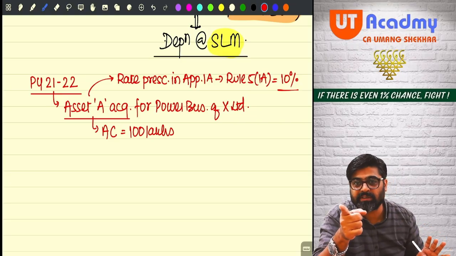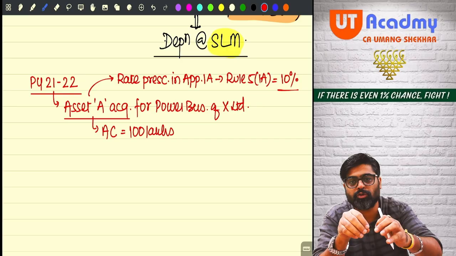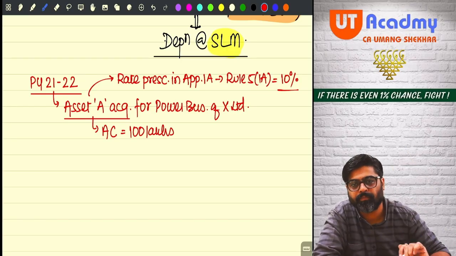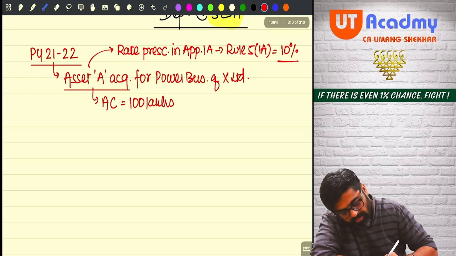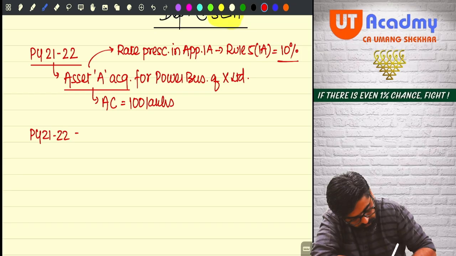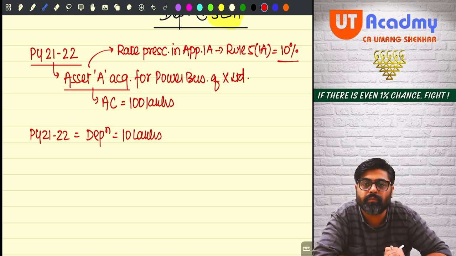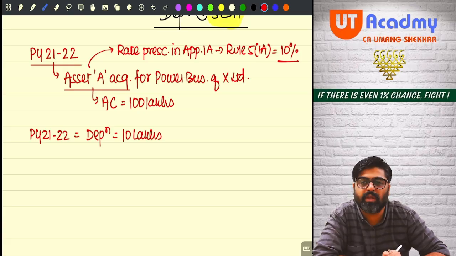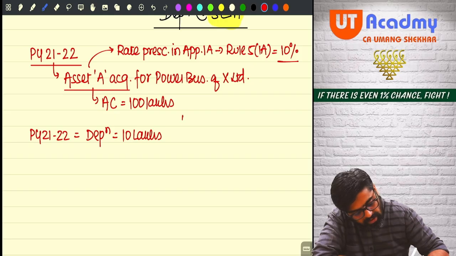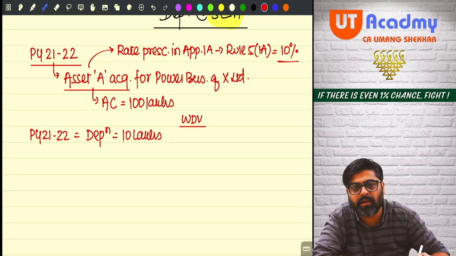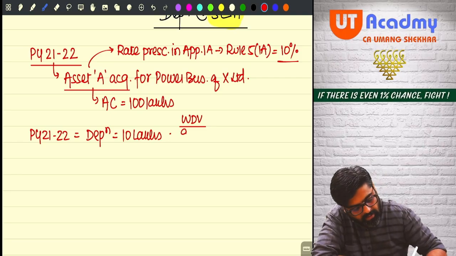So depreciation for the first year, assuming that the asset was used for a period of 180 days or more. Then can I say that in the previous year 21-22, the depreciation would have been 10 lakhs? Yes or no? So now if you reduce 10 lakhs out of the cost, what will be the WDV at the end of 21-22? The WDV will be 90 lakhs.